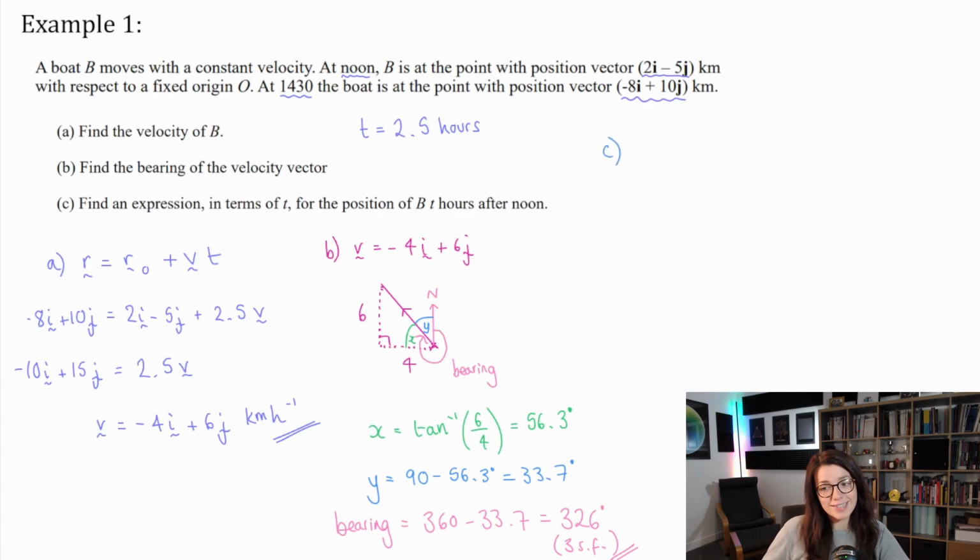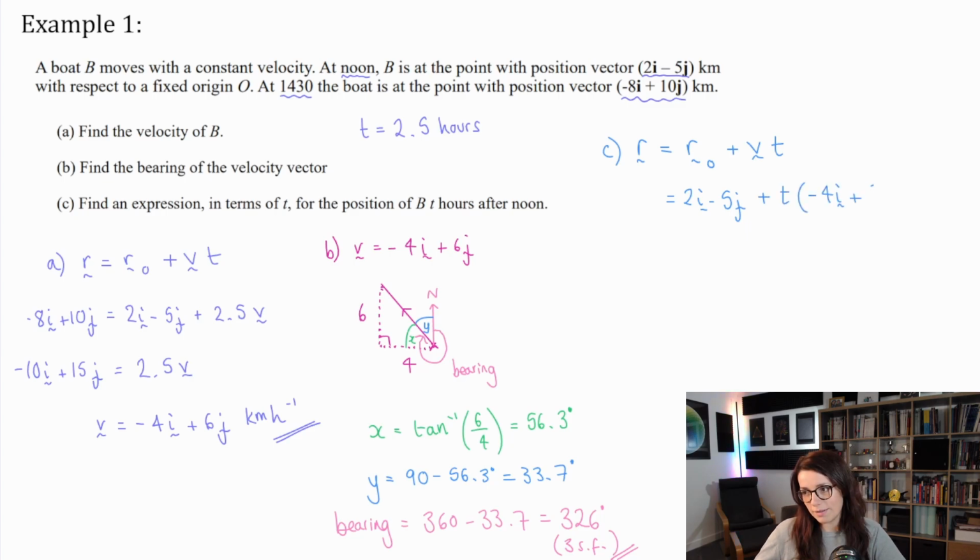Part C, find an expression in terms of t for the position of B t hours after noon. So this is wanting a generic expression for the position vector at time t. So once again, we can use that formula, r equals r0 plus vt. r0 is still 2i minus 5j at noon. And then if we keep it generic, we can put t here and then our velocity vector, so minus 4i plus 6j.